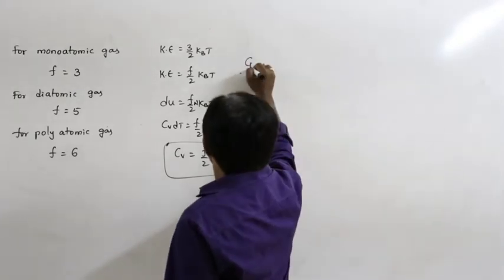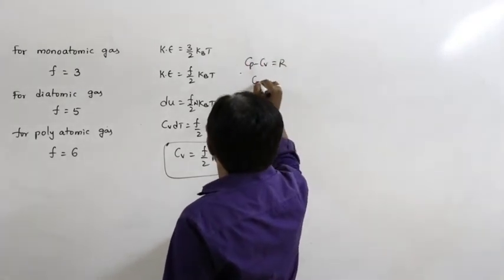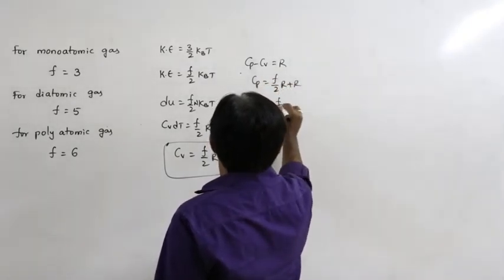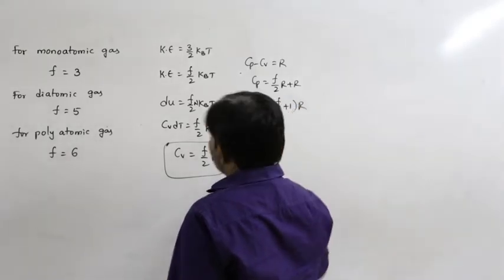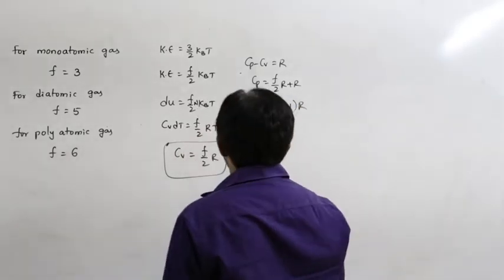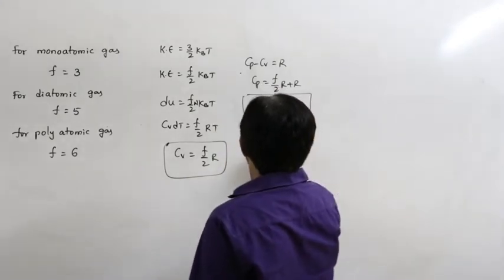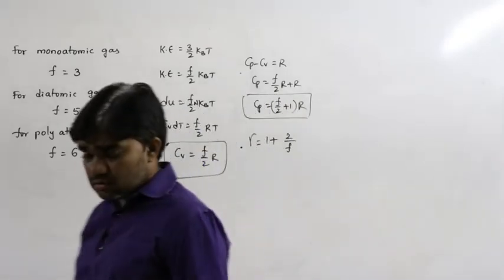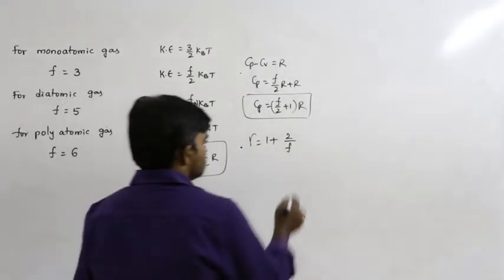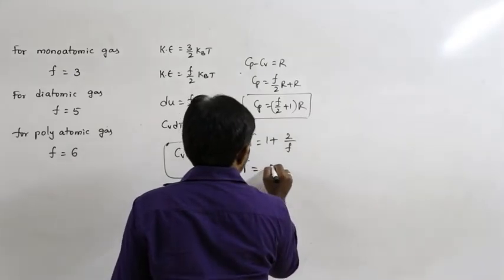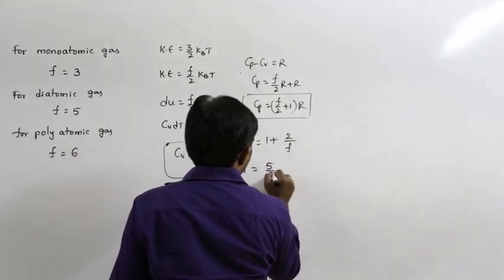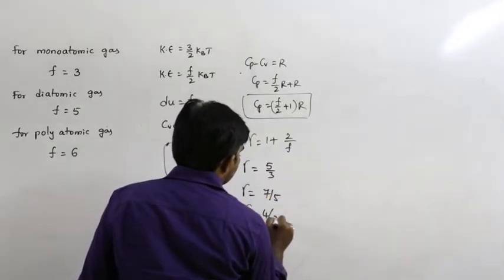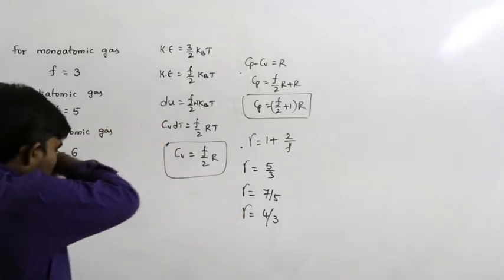Then we know Cp minus Cv is equal to R. Cp is equal to F by 2 R plus R. Then Cp is equal to (F by 2 plus 1) into R. We already discussed this at the time of thermodynamics. This is the value of Cp, and based on this, gamma can be written as 1 plus 2 by F. So gamma for monoatomic gas is 5 by 3, gamma for diatomic gas is 7 by 5, and gamma for polyatomic gas is 4 by 3.